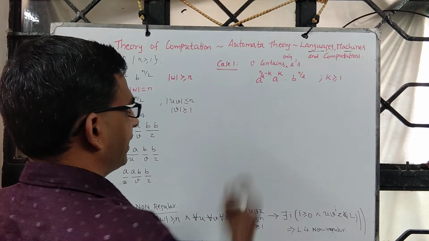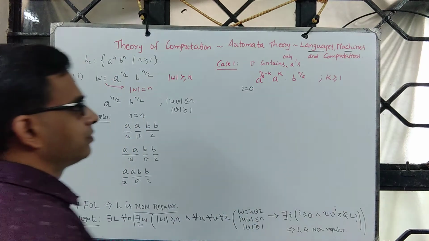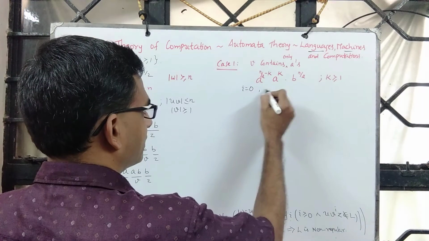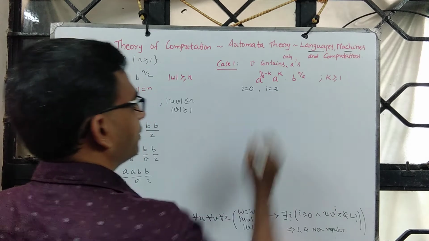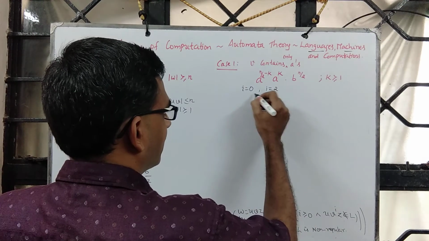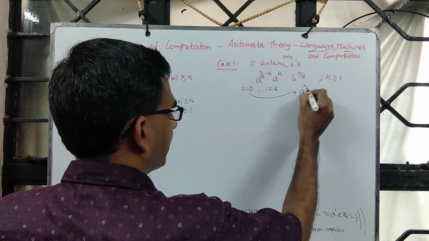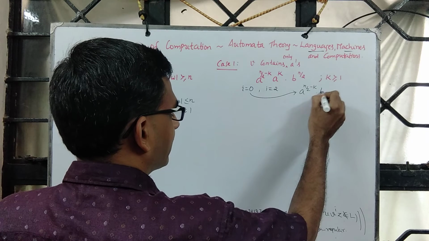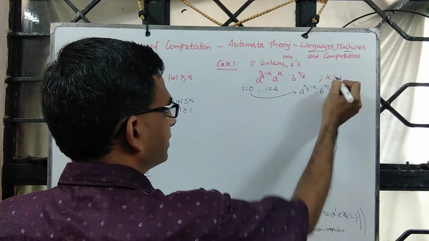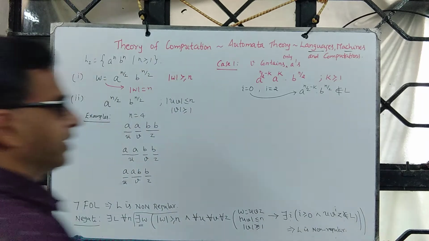Now, for this case, you choose i to be 0 or i equals 2. You see that for say i equals 0, we get a power n by 2 minus k times b power n by 2. Since k is at least 1, this one is not in L.